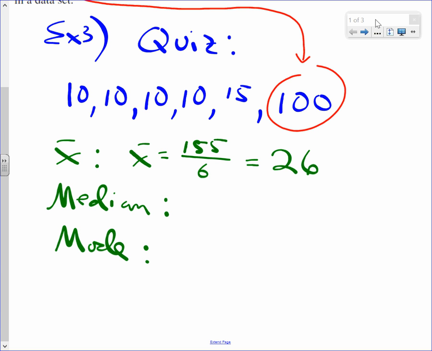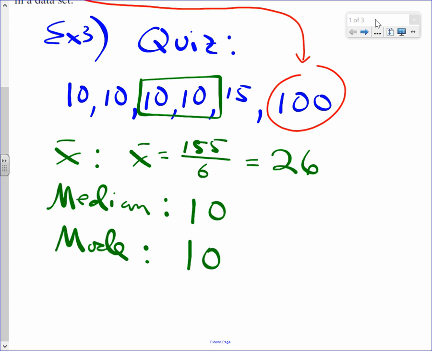Median, which would be the exact middle number. They have to be listed in order from least to highest, and they already are. So the median would be, let's see, 6 values. It would be the 2 middle ones, right? I have to find the mean between the 2 middles. 10 plus 10 is 20, divided by 2 is 10. So the median would be 10. So far, so good. All right, how about the mode? 10.